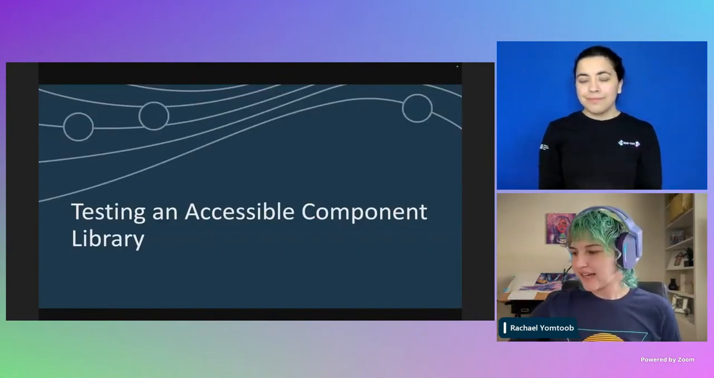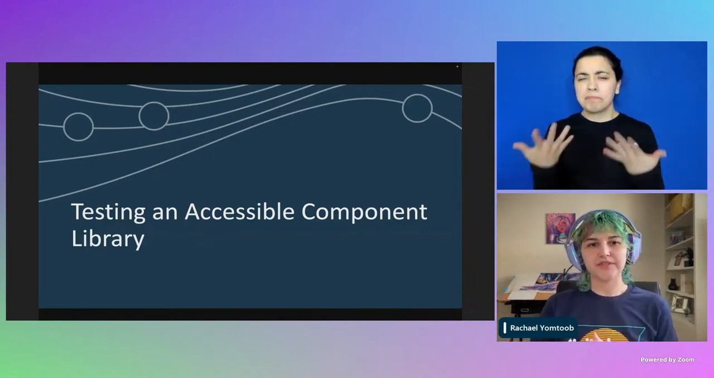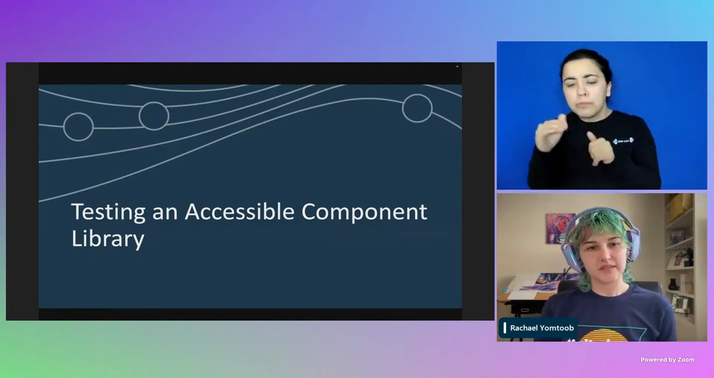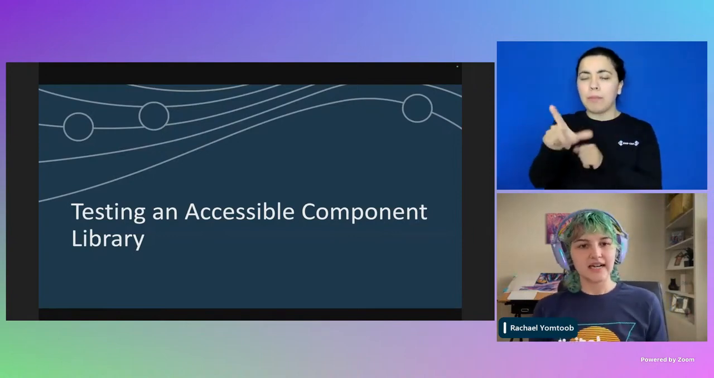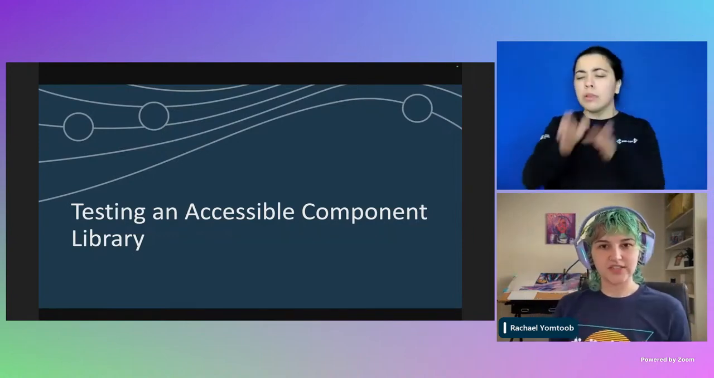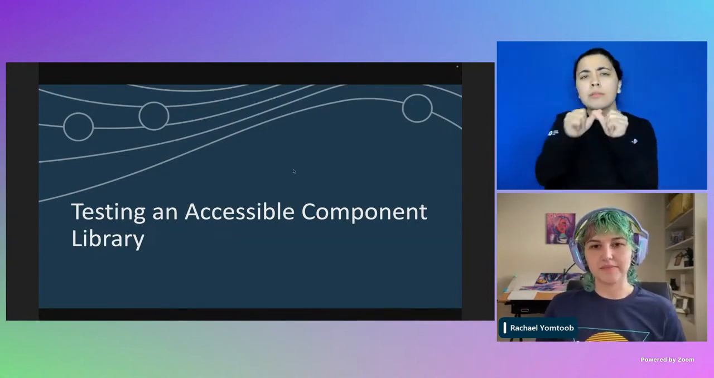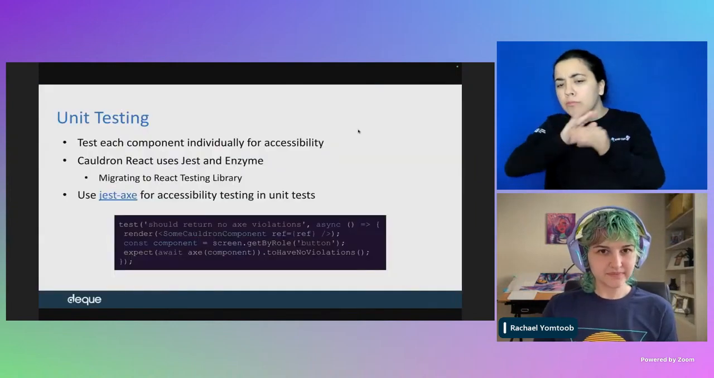All right, now that I've showed you some examples and principles of how we want to build the component library to be accessible by default, I want to talk about how we test that library once we've created it. As we continue to change it and evolve it and add more components, how do we continue to test it and make sure it remains accessible by default?